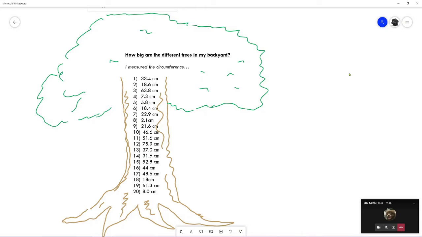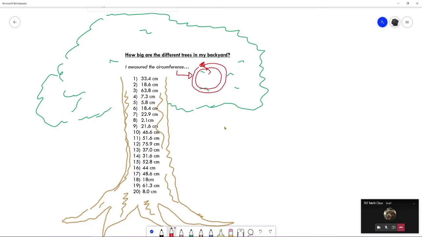So as you can see, I was really interested in figuring out how big the different trees are in my backyard. I'm a big environmentalist, and I want to make sure that the trees in my backyard are healthy. So I decided that I was going to measure the circumference of those trees and figure out how wide they are around. I know you've never seen that word, circumference. You're going to learn a lot about that in grade 8. But the circumference just means, think of it like the perimeter of a circle. If I measured all the way around a circle, that would be its circumference.